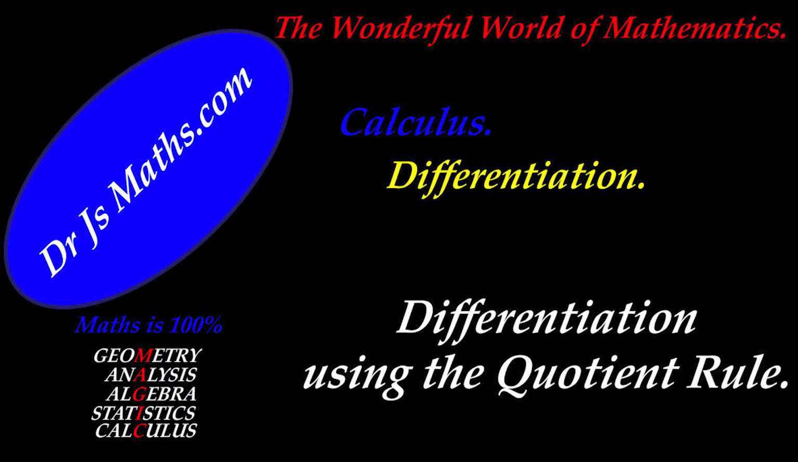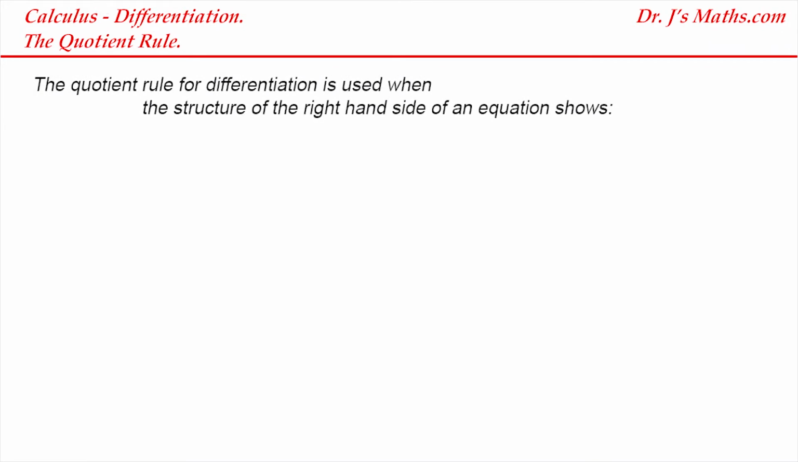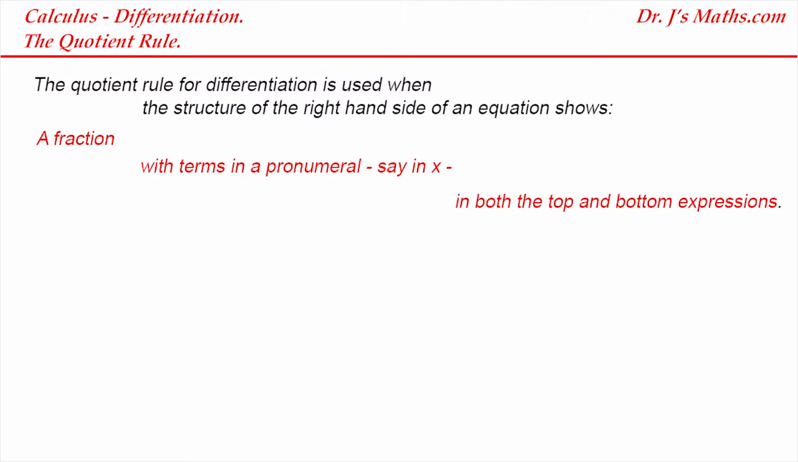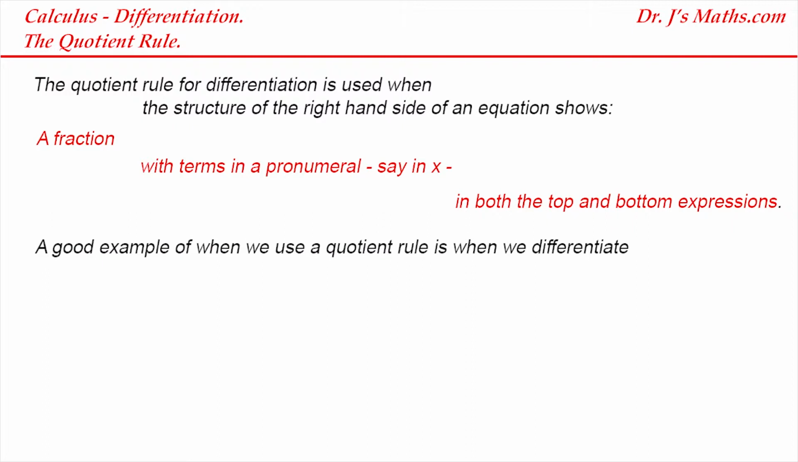It's just like dancing. The quotient rule for differentiation is used when the structure of the right-hand side of an equation shows a fraction with terms in a pronumeral, say in x, in both the top and the bottom expressions. A good example of when we use a quotient rule is when we differentiate y equals 2x minus 3 divided by 4x plus 5. We've got x terms both top and bottom, and we can't simplify that in any way.